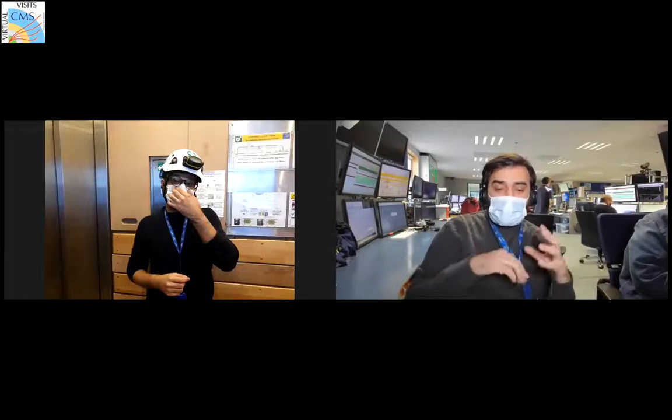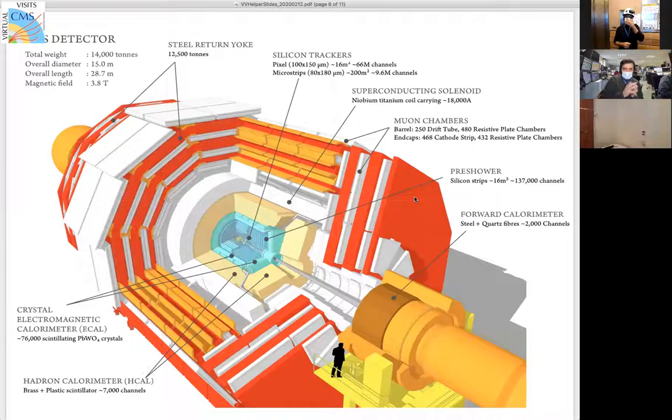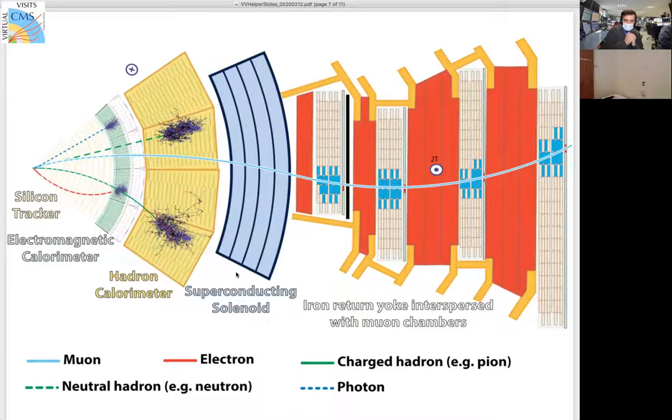But this is the world's most powerful solenoid magnet, which we use to bend the charged particles in order to study their properties, like you can see here. In the middle of this machine is the solenoid magnet, and charged particles are bent, and this is how we study their properties. You can see this blue line here, this is the track of a muon particle.